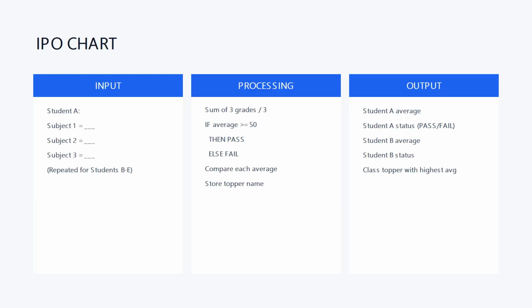Moving to my input, process and output chart. For input, I have 5 students, labeled A through E. Each student has 3 subjects. For processing, I sum the 3 grades and divide by 3 to get the average. Then I use a decision. If the average is 50 or above, the student passes, otherwise they fail. I also compare each student's average to find the highest and store the topper's name. For output, each student gets their average and pass or fail status, and finally the class topper is displayed with the highest score.